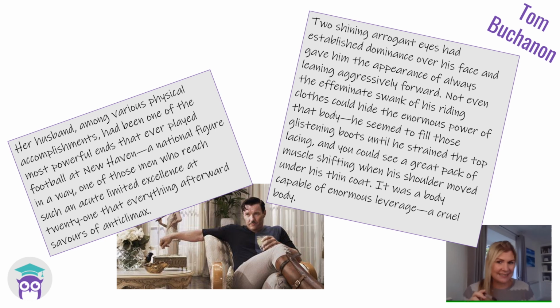But it's the next sentence that really tells us about him. He says, "It was a body capable of enormous leverage, a cruel body." That personification of Tom's body there is the most worrying. It is a warning for what this man could be like, could use that physicality for. It smacks of violence.